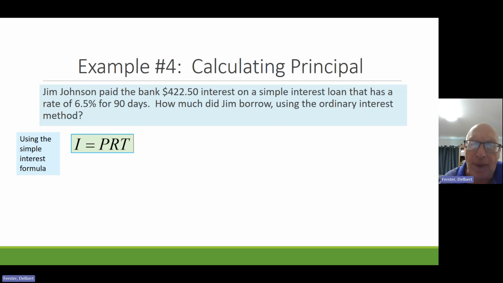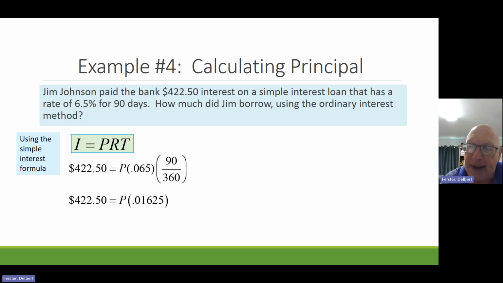If you want to simply use the formula, that's my approach, plugging in known values: 422.50 for interest, rate at 0.065, and time at 90 over 360. Calculator action: 0.065 times 90 divided by 360. That's where that decimal of 0.01625 came in. Don't round it, let it stay exact. Your final step is to divide. So we're going to take 422.50 and divide by 0.01625. We find that the loan was started with a borrowed amount of $26,000.